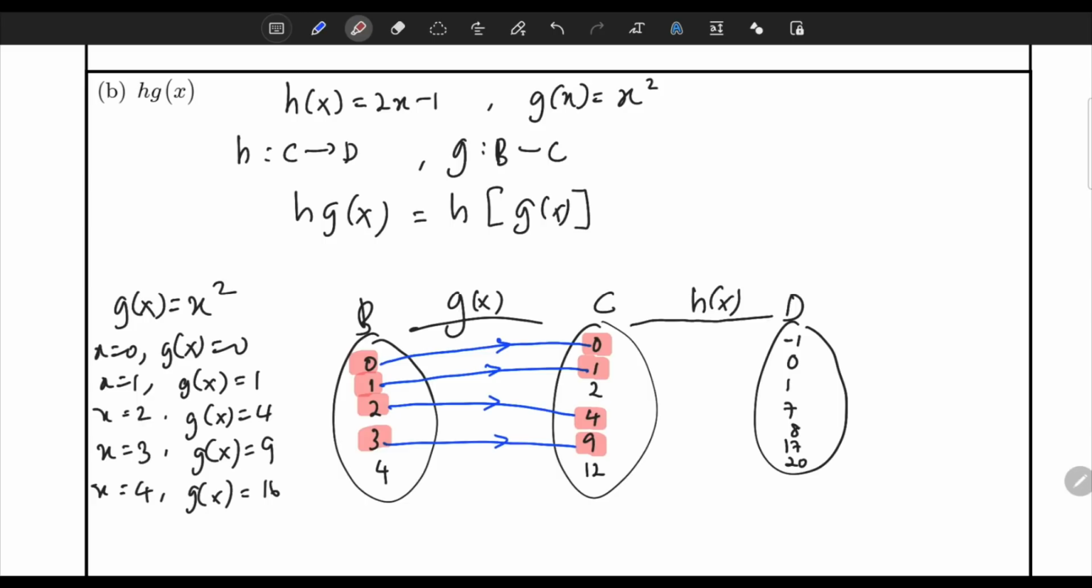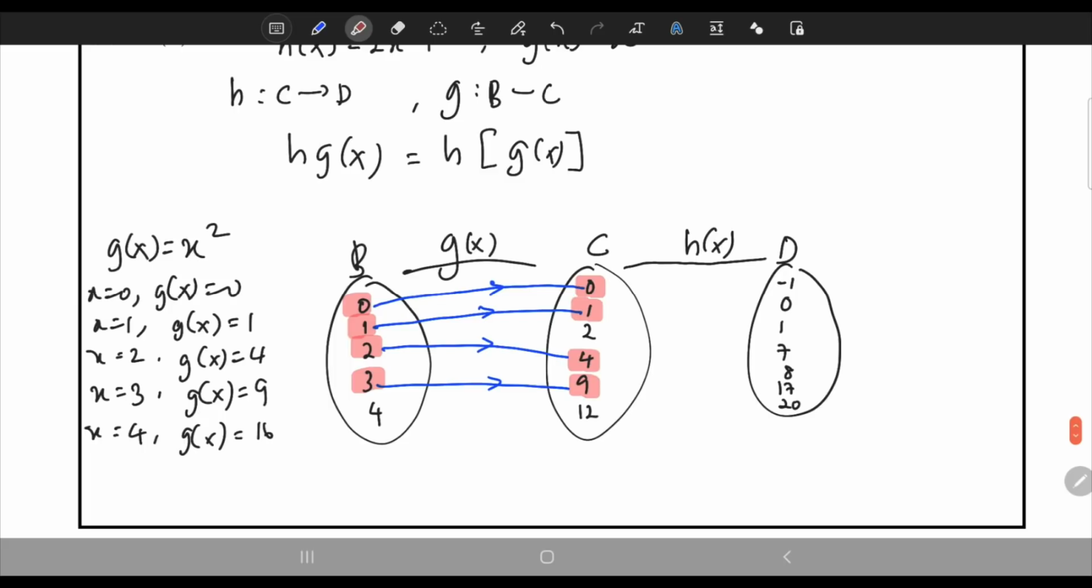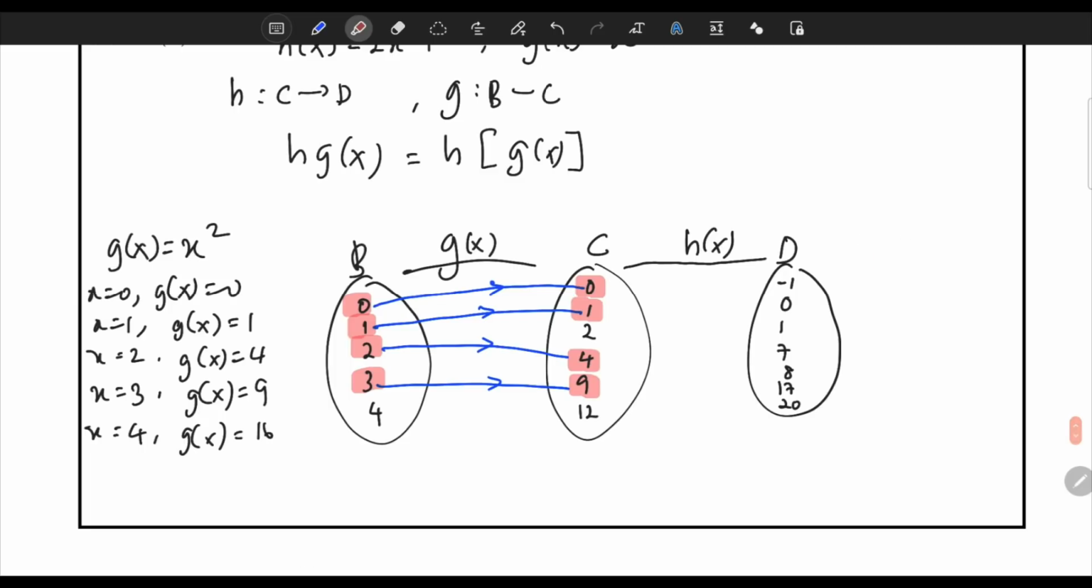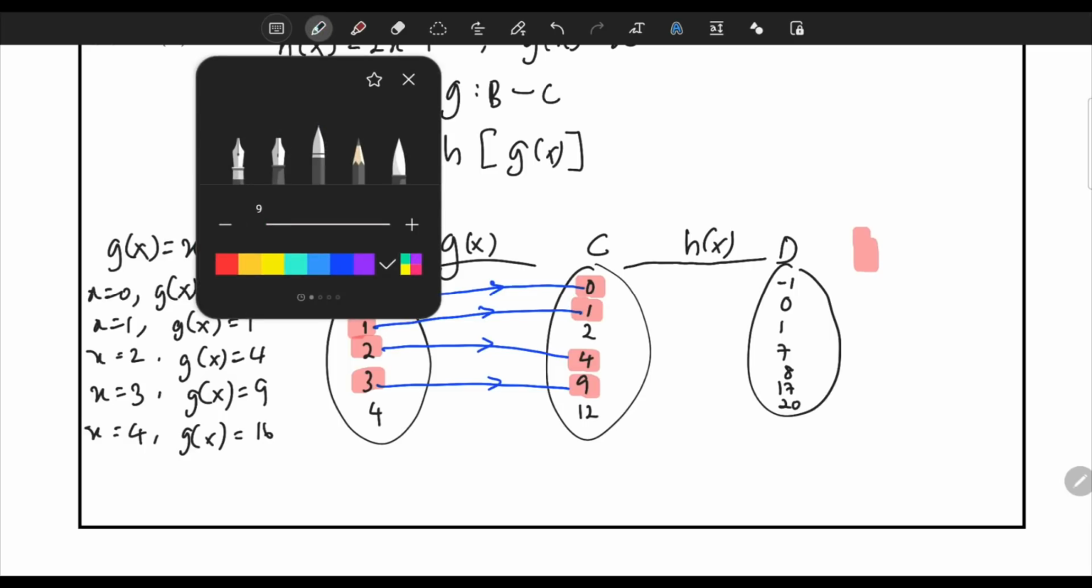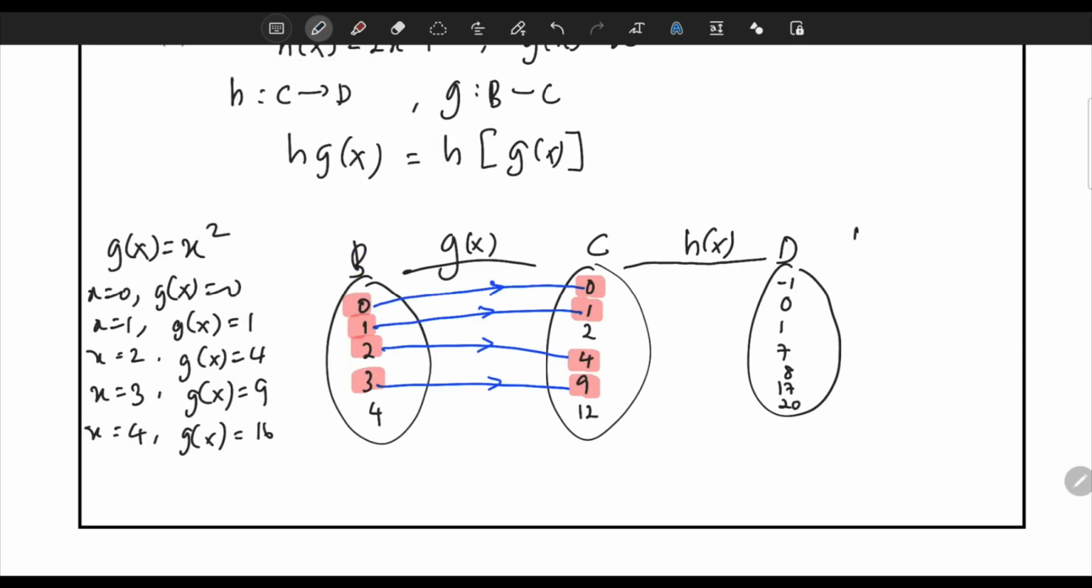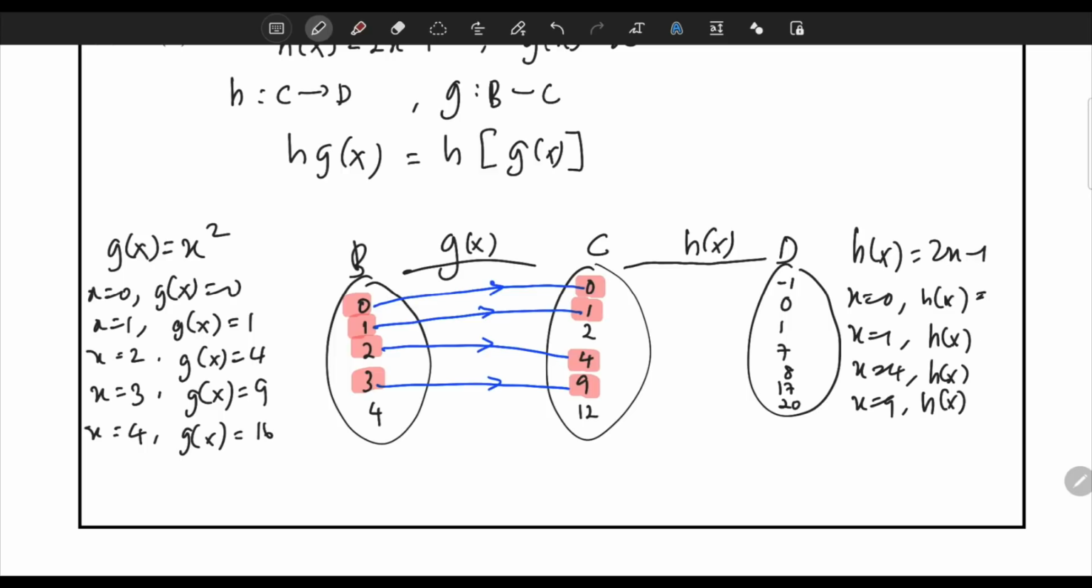Okay, from this, let's do h. Let's use black again. So our hx is 2x minus 1. So when x is 0, when x is 1, when x is 4, when x is 9, what is our hx? So we substitute into the function.